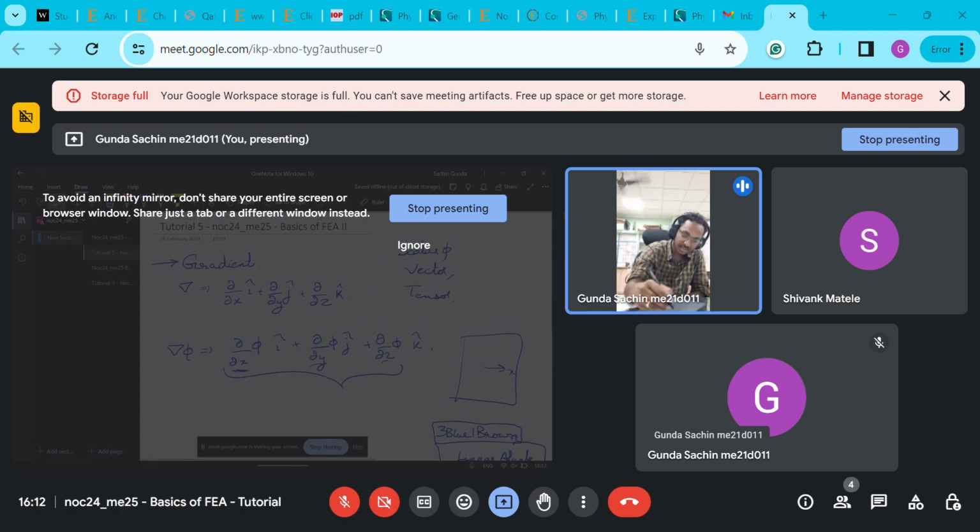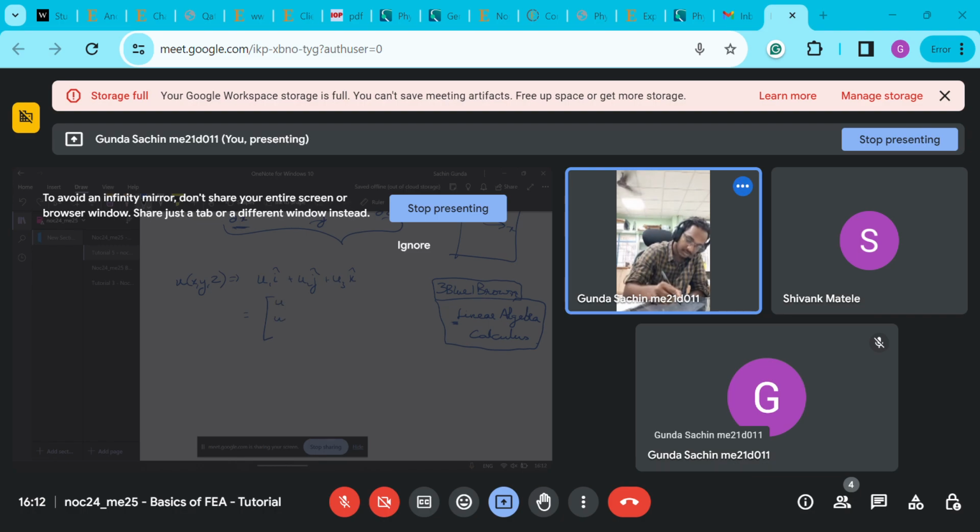So similarly, if there is some vector u, then in this case u of x y z, it's a function of this field, and you will have components u1 i cap plus, let's say, u2 j cap plus u3 k cap, or something like u1 u2 u3, like a displacement or velocity.